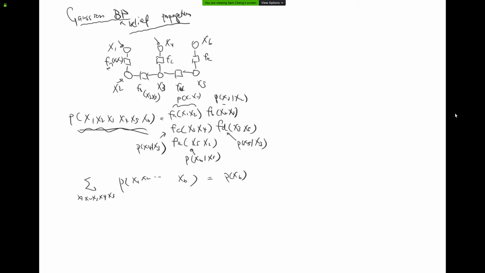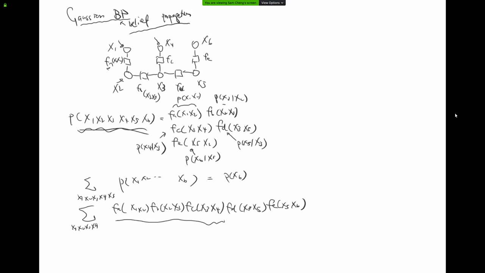But taking advantage of this graphical structure, I can rearrange this sum. So let's say fa(x1, x2), fb(x2, x3), fc(x3, x4), fd(x3, x5), fe(x5, x6). I can do the sum because, for example, if I sum over x5 first, most of these terms do not depend on x5. I just pull one of the summations out of this whole thing. Only the terms that depend on x5 matter, so I can move this summation into here.